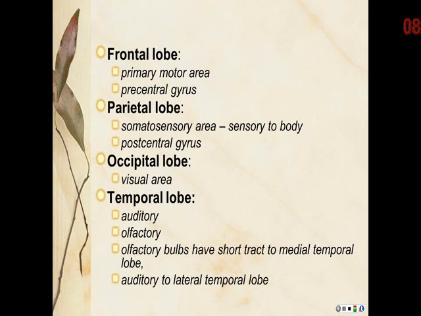The occipital lobe is on the posterior area of the cerebrum and contains the visual area. The temporal lobe is on the lateral inferior portion. The lateral portion of it is responsible for auditory sensation and equilibrium. The medial portion is responsible for olfaction or smell.